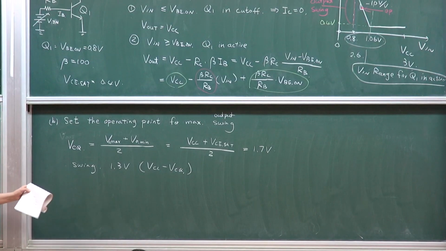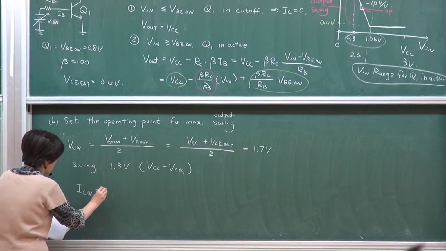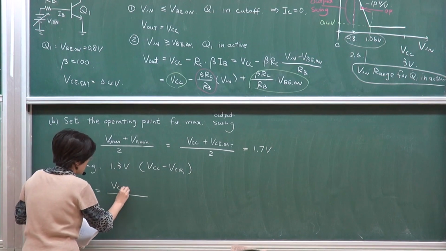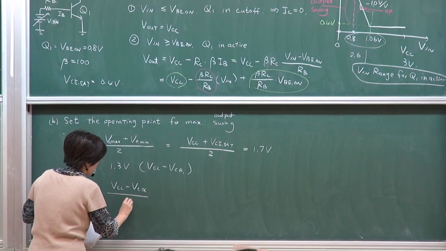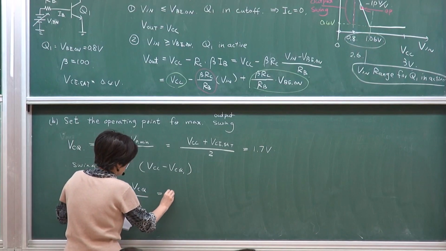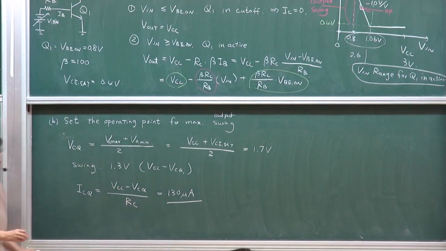That's called a swing. How much can I swing my output? And then eventually, what's supposed to be my ICQ will be determined by VCC minus VCQ divided by RC. And this will be 130 micro amps. So this will be where you want to place your biasing point under this particular setting.